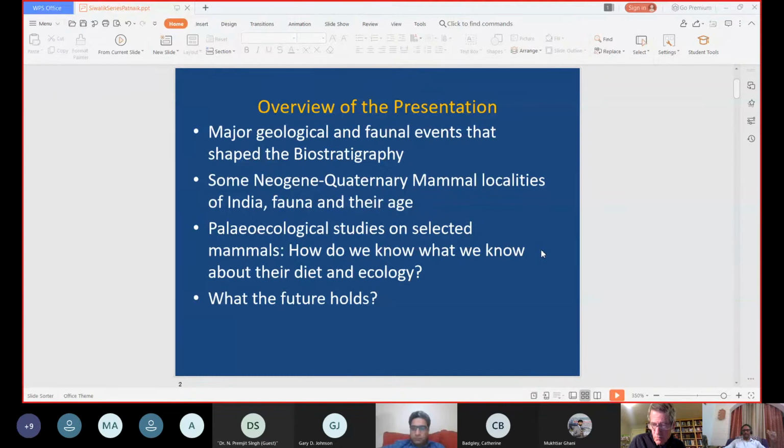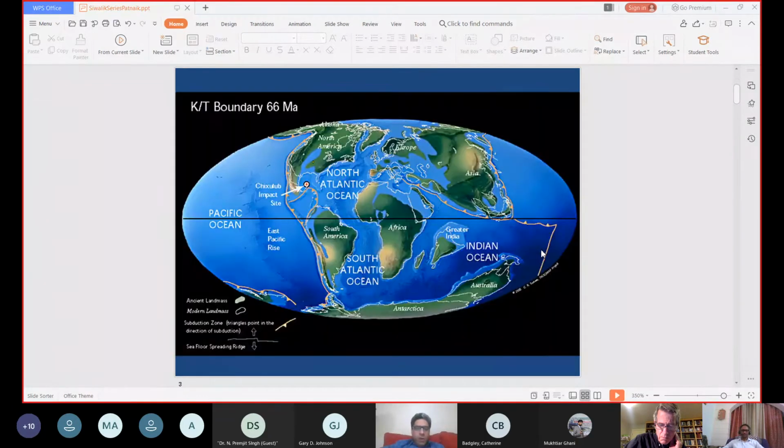And then what kind of paleoecological studies we have done, in fact my students and my colleagues, to find out what kind of diet these animals had and what kind of ecological conditions they lived in. And then I would also suggest, or maybe venture into, what kind of future prospects we have, what kind of directions the new generation should take in order to address some of the interesting issues.